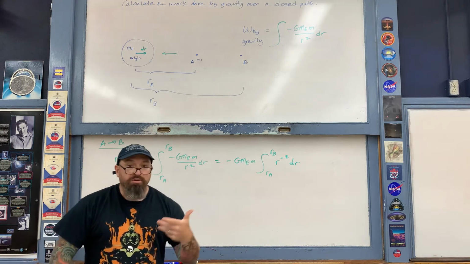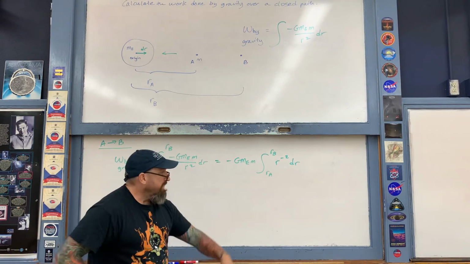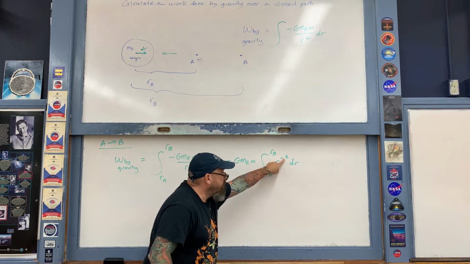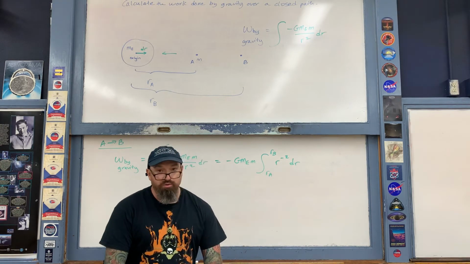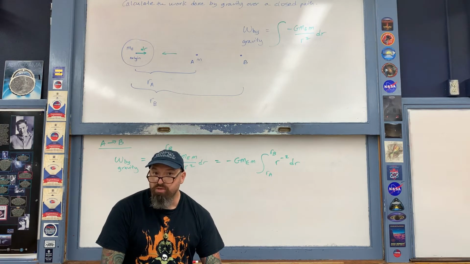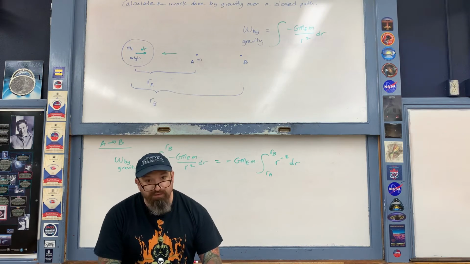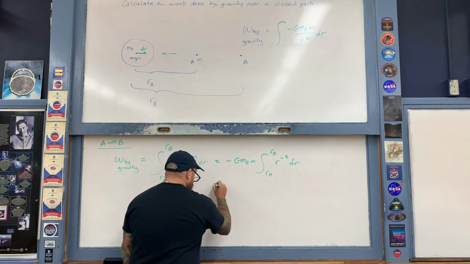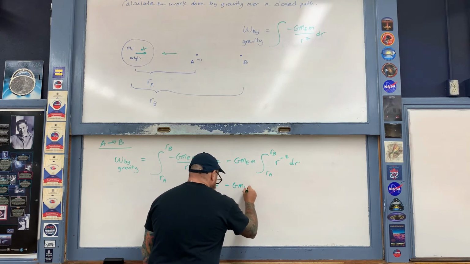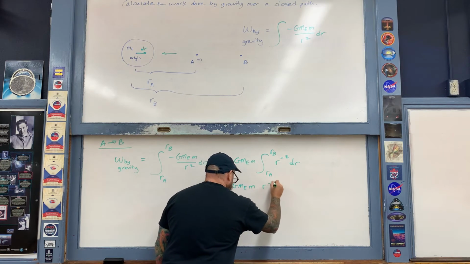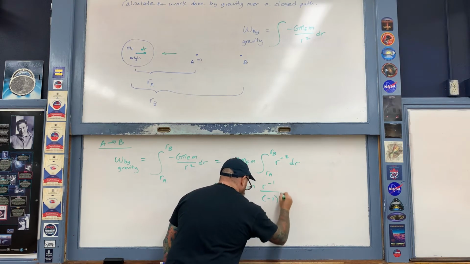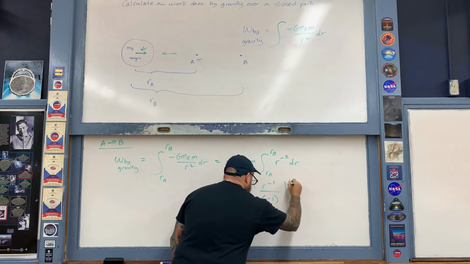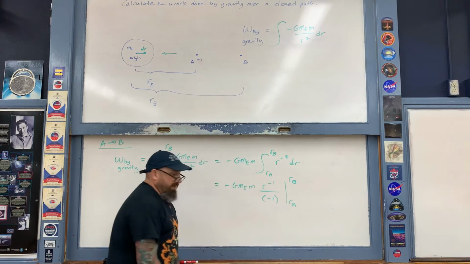And now recall the rule for integrating polynomials. You take the value of the exponent and you increase it by 1. When you increase negative 2 by 1, you get negative 1. And then you divide by that new exponent. So that then gives us this, like so. And then we evaluate this from r sub a to r sub b.